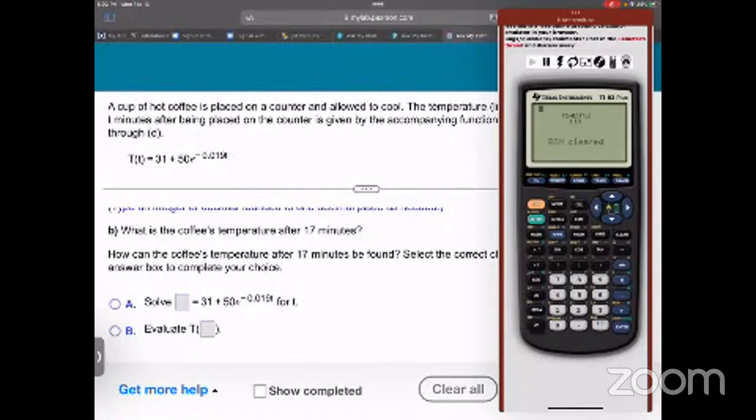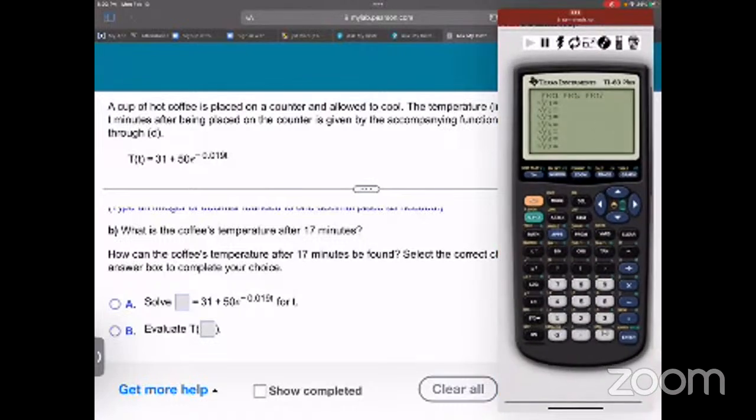So what I'm going to do is go to my Y equals, and I'm going to type 31 plus 50 e to the negative 0.019. Instead of T, I'm going to put it as X, close parentheses. That looks good. So then I'm going to call on that function that I just typed in.